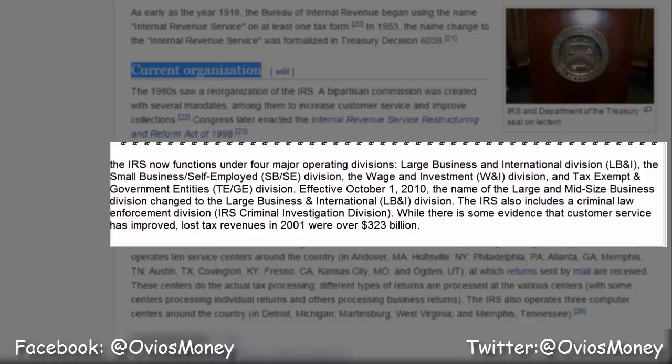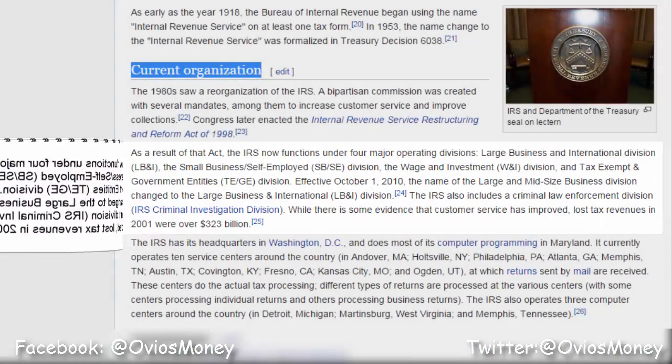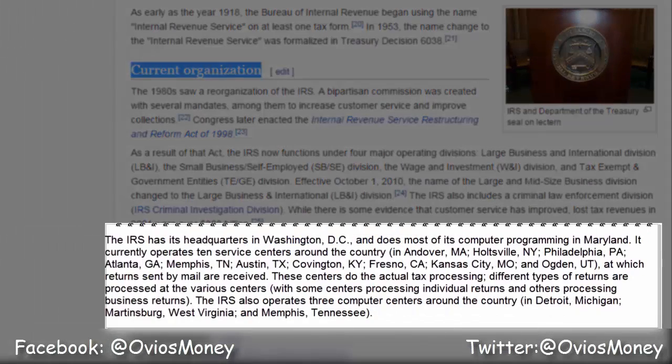Effective October 1, 2010, the name of the Large and Mid-Size Business Division changed to the Large Business and International, LB&I, Division. The IRS also includes a Criminal Law Enforcement Division, the IRS Criminal Investigation Division. While there is some evidence that customer service has improved, lost tax revenues in 2001 were over $323 billion. The IRS has its headquarters in Washington, D.C., and does most of its computer programming in Maryland.